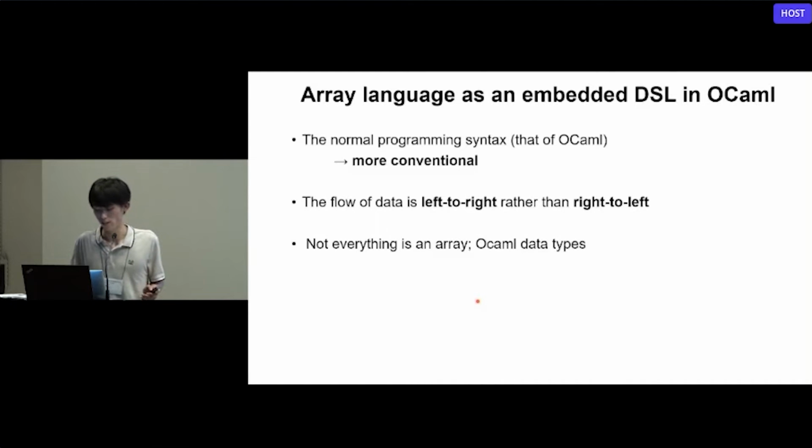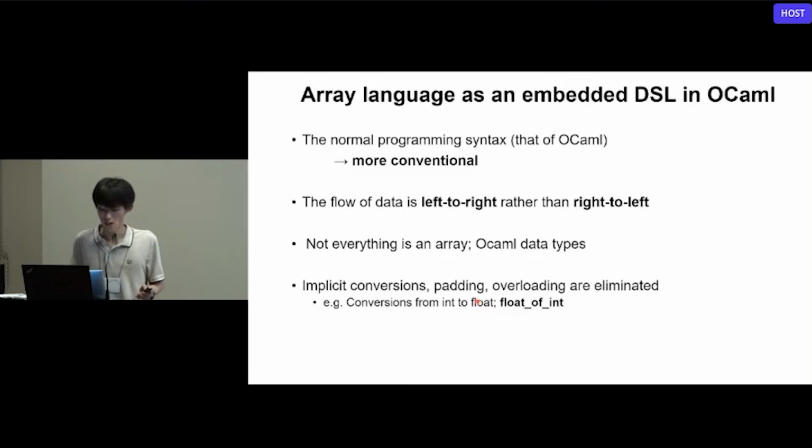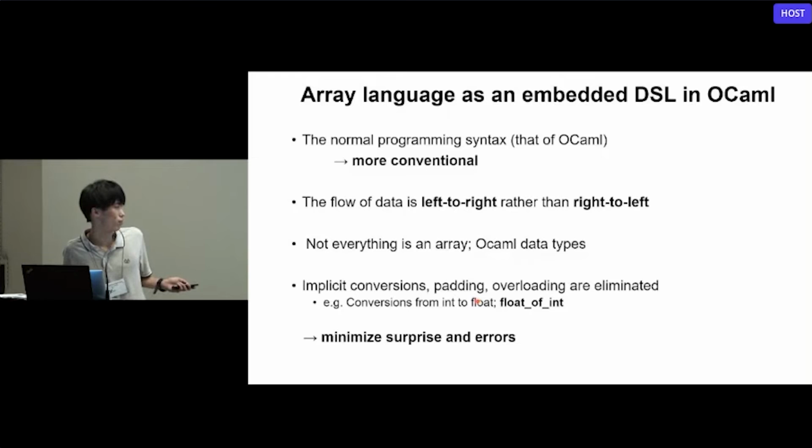And not everything is an array, so we can use OCaml data types, not only arrays, such as integers, floats, booleans, strings, and so on. And implicit conversion, padding, and overloadings are eliminated. For example, in order to convert from int to float, we need to use the function float_of_int. That helps minimize surprise and unexpected errors.